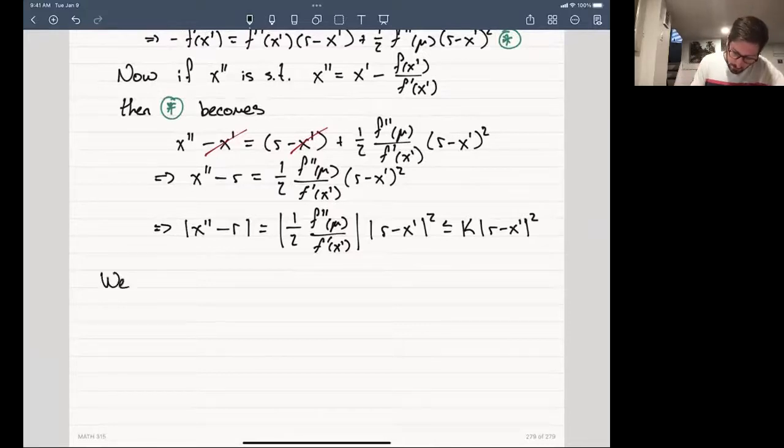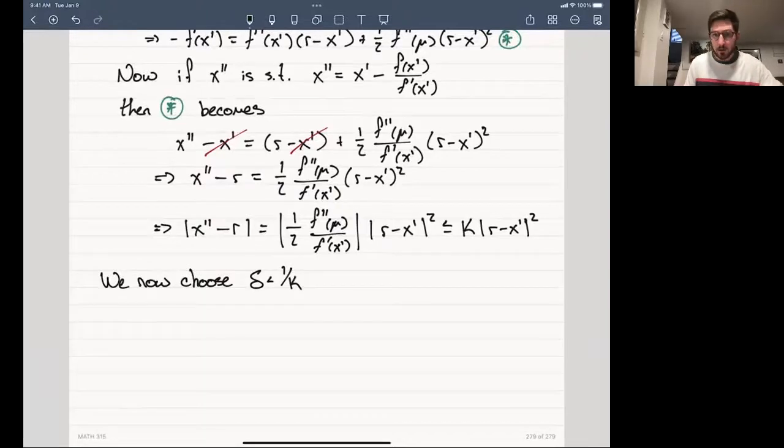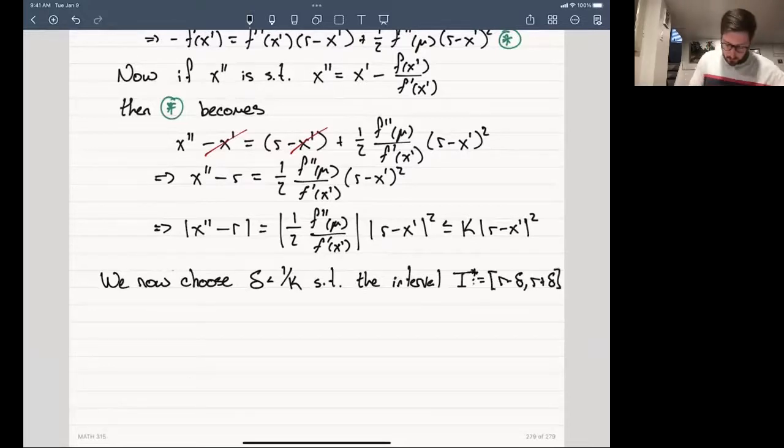So we now choose a delta smaller than 1 over k, such that this interval is going to be my I star interval, my subinterval. This is going to be a delta neighborhood of the root. So I'm moving delta away, and this thing still has to be contained in I.